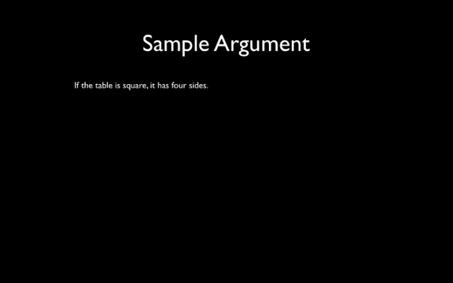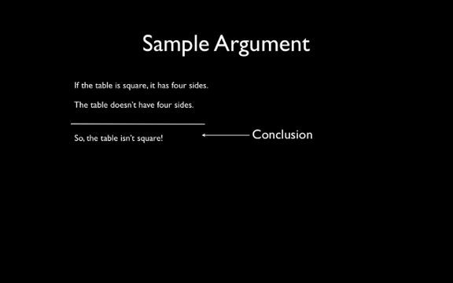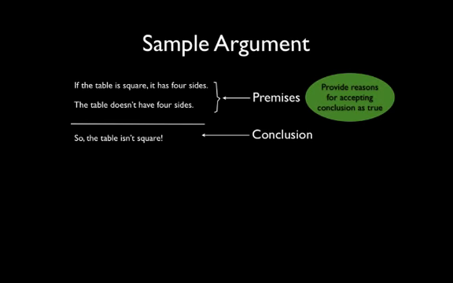Here's an argument. If the table is square, then it has 4 sides. The table doesn't have 4 sides, so the table isn't square. The statement the argument is trying to establish we call the conclusion. The other statements, collectively, we call the premises. The premises are supposed to be reasons for accepting the conclusion as true.